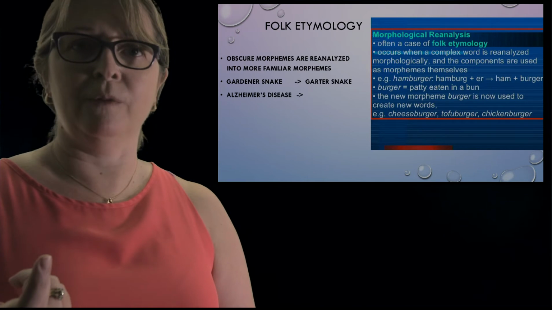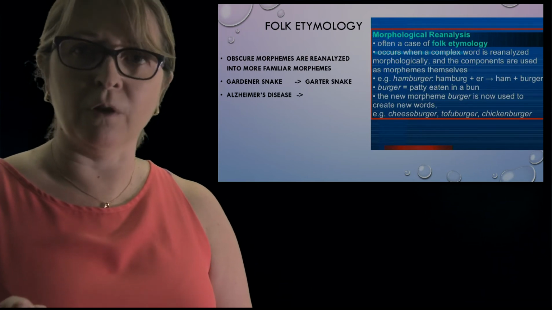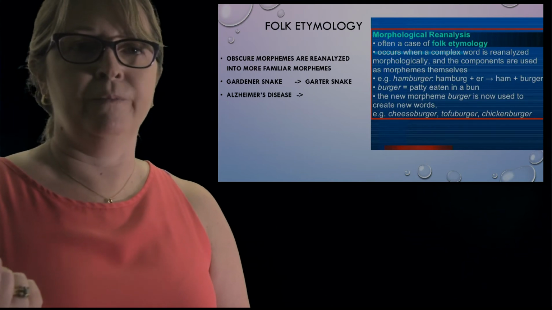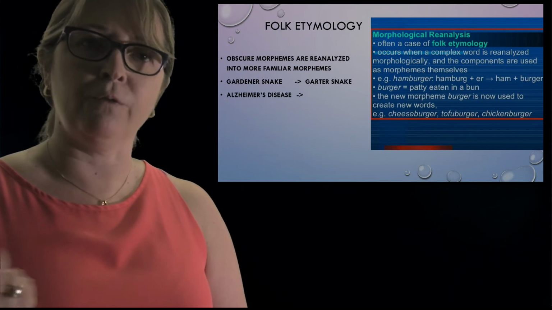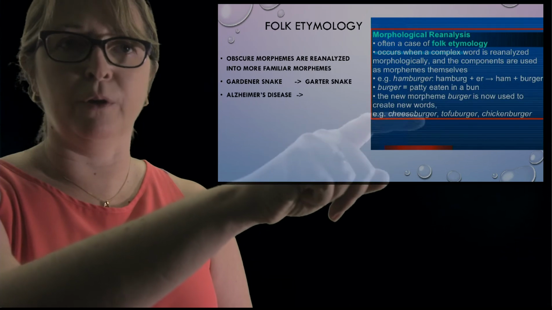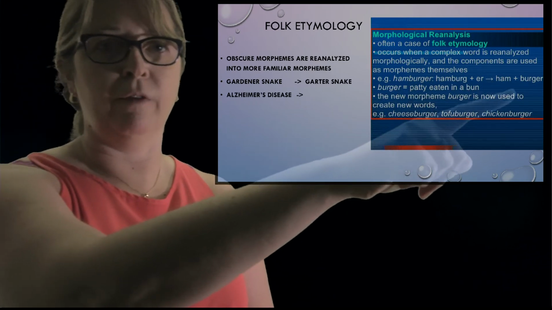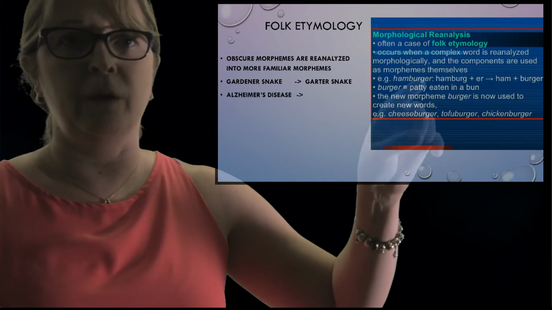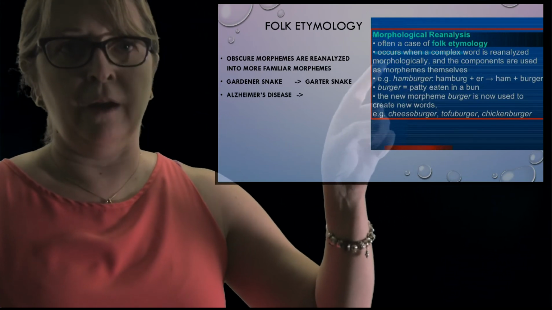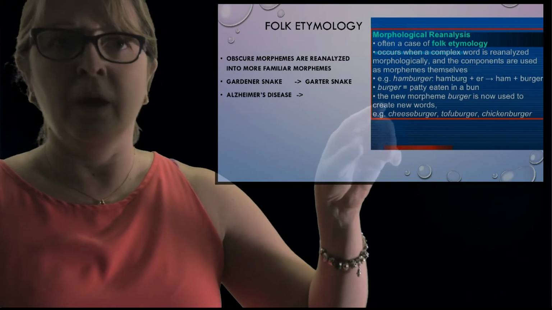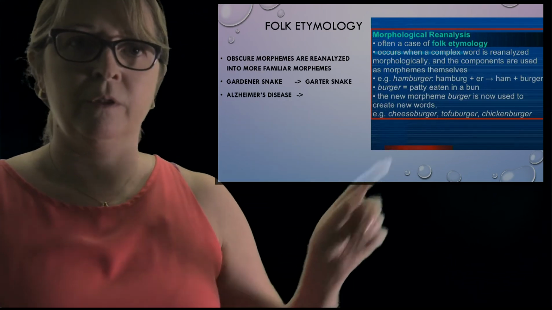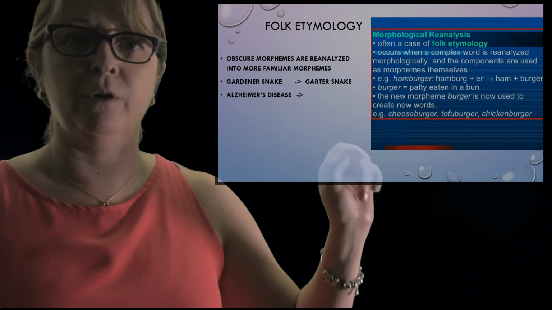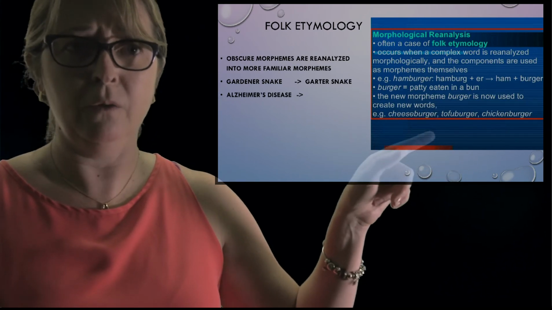Folk etymology. This is obscure morphemes that are reanalyzed into more familiar morphemes. So, for example, here they talk about a burger because you have a hamburger. Actually, hamburger's from German, right? But now we've shortened it to burger. And now we have burger, and we add on to burger. Cheeseburger, we don't say cheese hamburger. Tofu burger, tofu hamburger would make no sense, right?